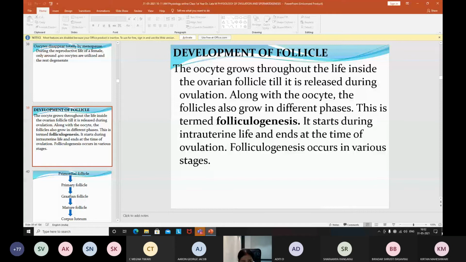About HCl secretion, have you prepared a question? Gastric secretion. Prepare the question on gastric secretion: composition, regulation, mechanism, applied physiology. Will you prepare?